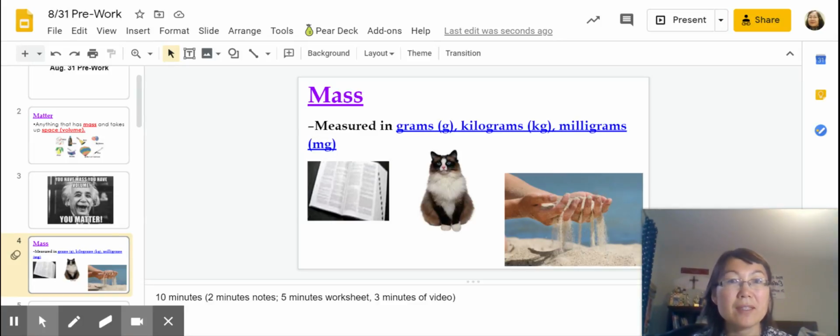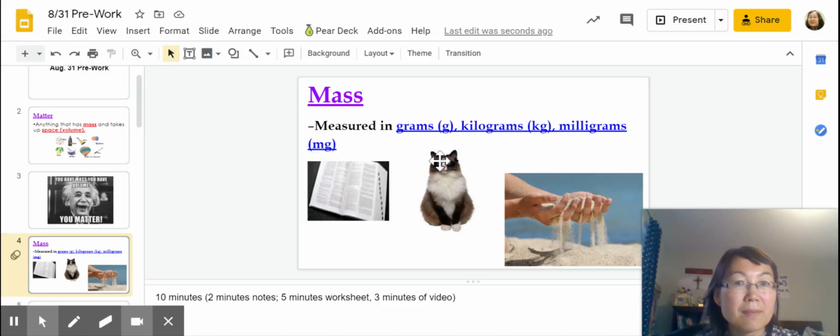Okay, so for mass, we kind of learned it in Friday's work. It's measured in the unit of grams, kilograms, or milligrams. Normally, if we have some heavy stuff, we use kilograms, which is 1,000 grams, and a milligram is 1,000 times smaller than a gram. It's like a piece of sand.